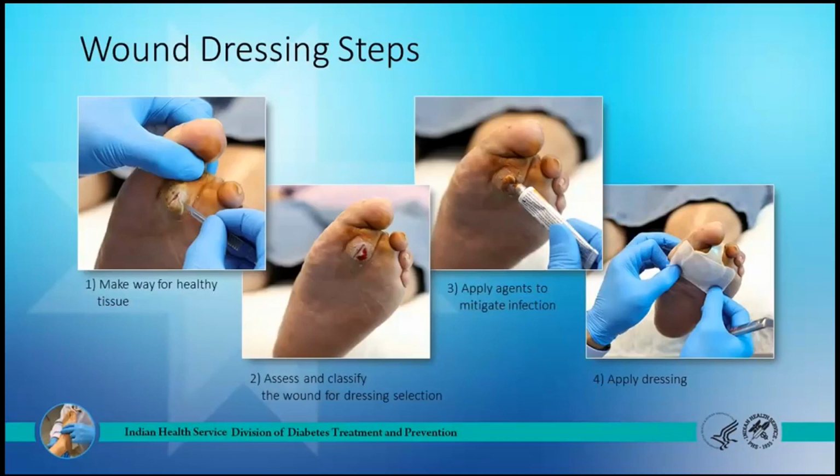Wound dressing steps. Make way for healthy tissue: debridement. Assess and classify the wound for dressing selection. At this time, you look at the tissue, the maceration in the tissue, the amount of drainage. Is the wound draining serous versus purulent drainage? These can help you select the appropriate dressing material. You apply any agent that is appropriate to mitigate any infection, and then you apply the dressing itself.